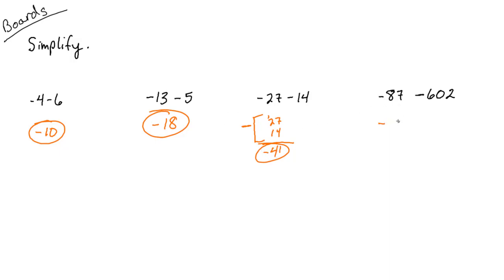Okay, last one. Again, we're going to do negative. I'm going to bracket it like this, 87 and 602. 7 plus 2 is 9. 8 plus 0 is 8. And 6, -689. So they added because they were in the same direction.